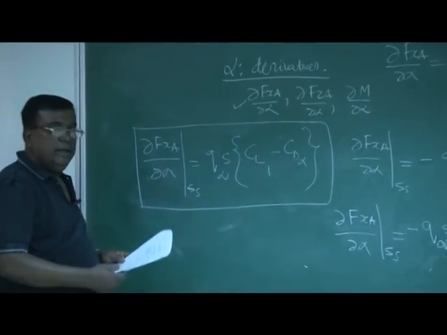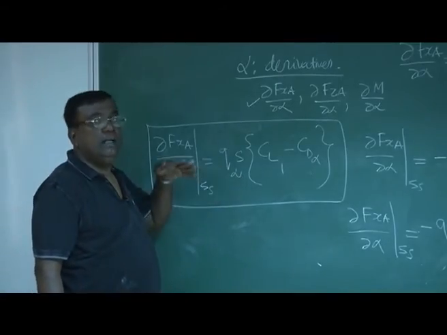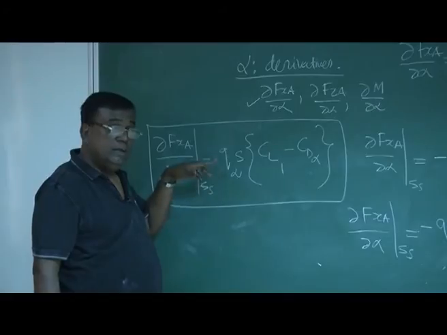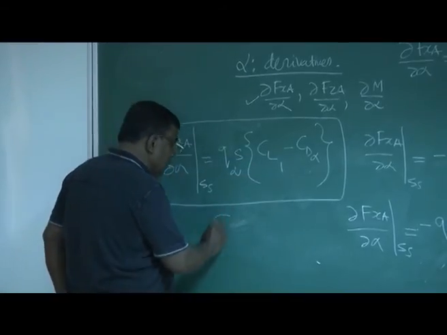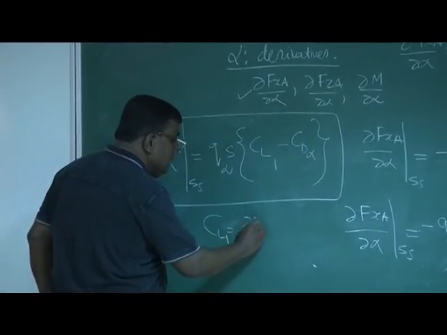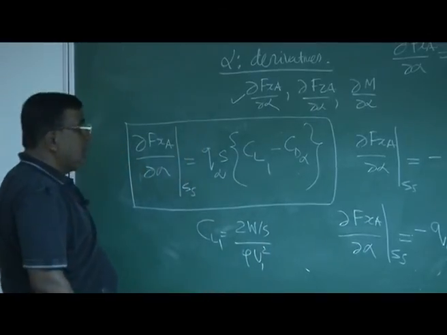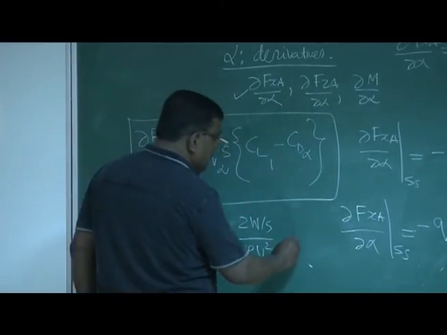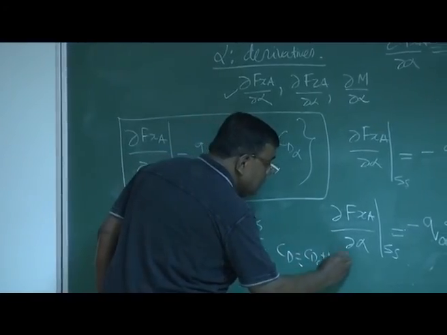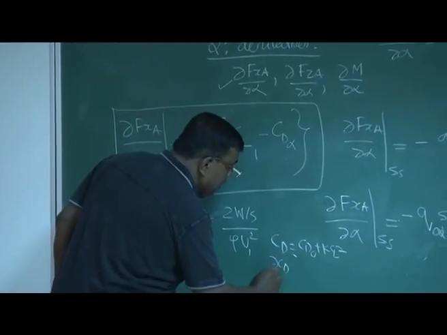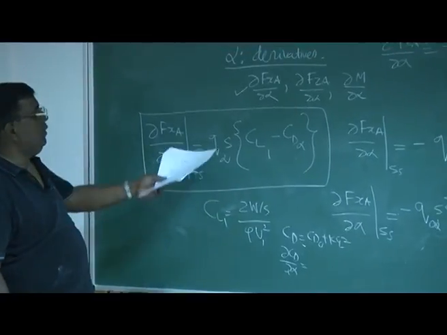Is it very difficult for you? No? Half rho V square at steady state, the aircraft cruising, half rho V square S, you understand what this is? S, you understand. CL1 means CL at steady state, which is nothing but 2W by S by rho V square. Okay. What is CD alpha? CD alpha: CD equal to CD naught plus K CL square. So you can easily find out dCD by d alpha from here by taking the derivative. So these are all known for us.